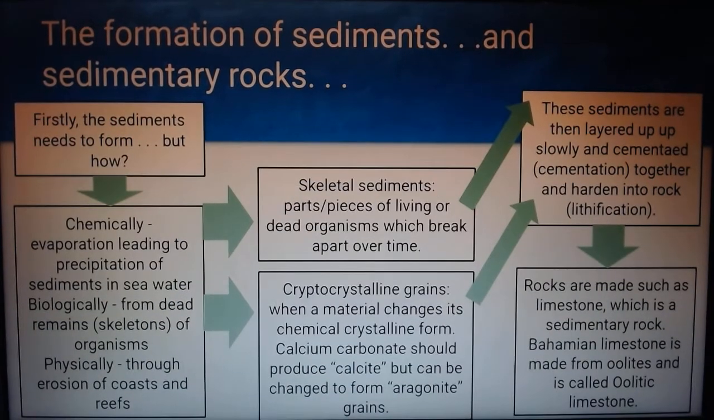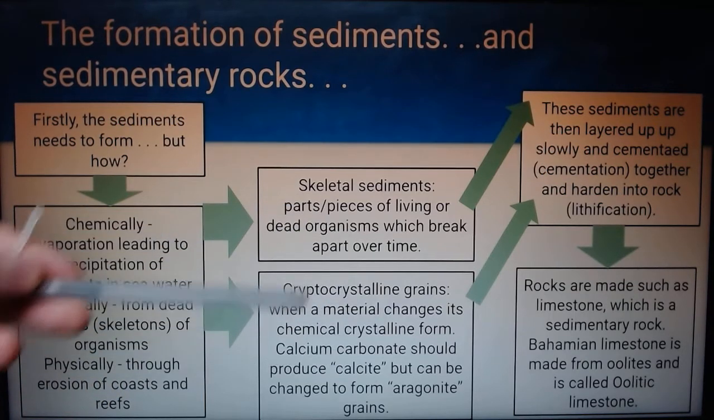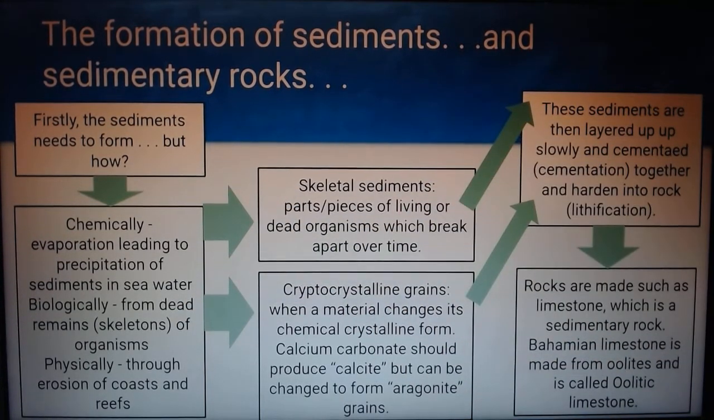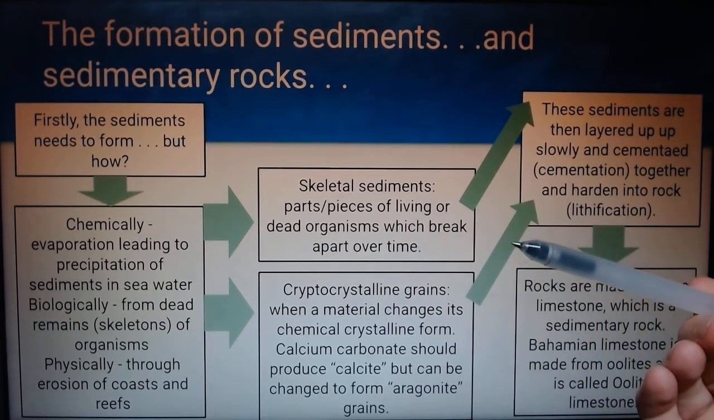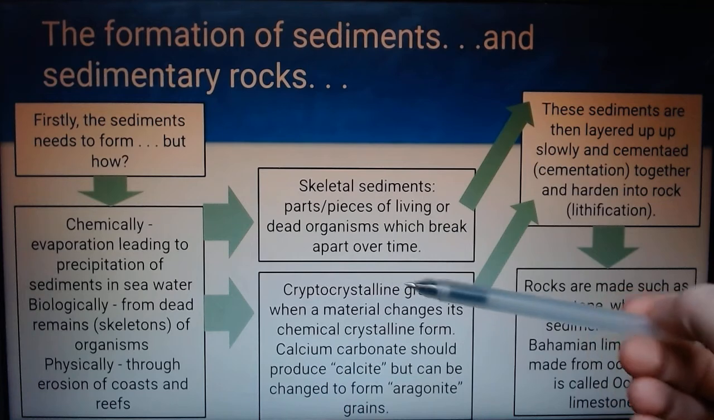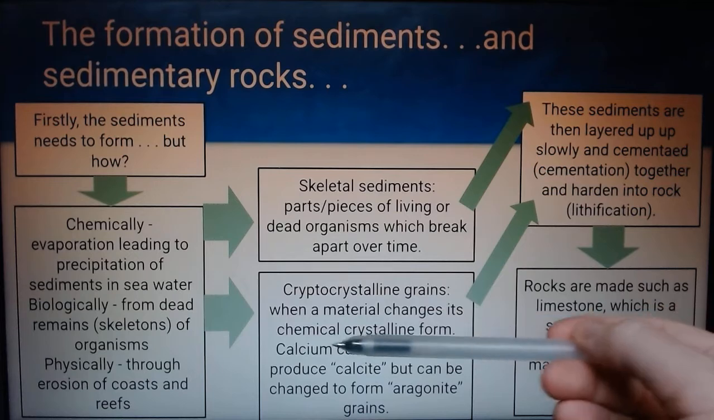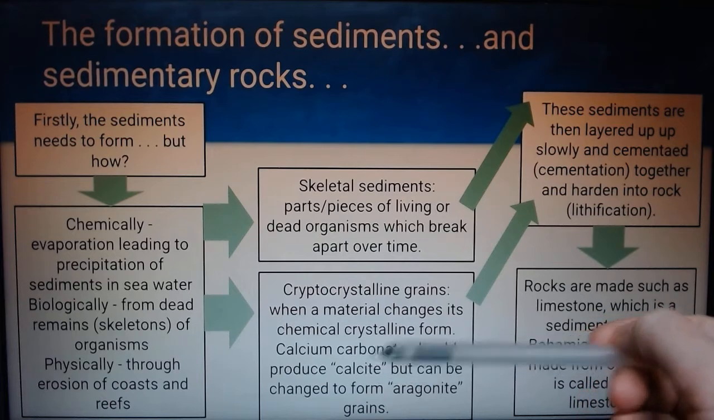Now, 2 examples that occur in the Caribbean, 2 examples of this breakdown. First, our skeletal sediments. Our biological parts or pieces of living or dead organisms, shells, parts of bones, all sorts of stuff, can start to break apart. Sea urchins break apart over time. At the same time, you've also got this chemical reaction, crystalline grains. So material chemically changes its crystalline form. Again, calcium carbonate is the one that we always go to for limestone.